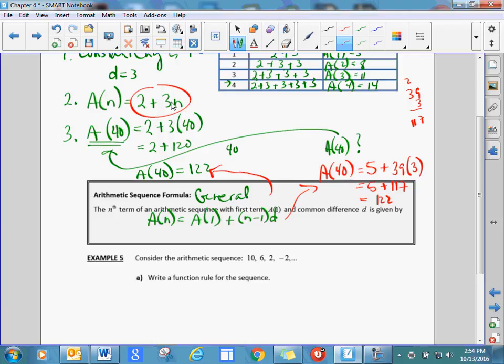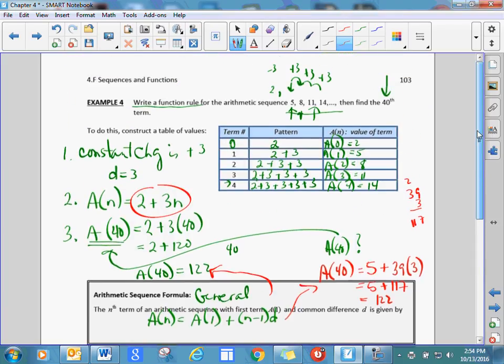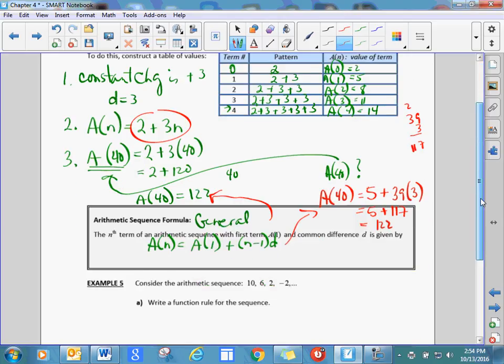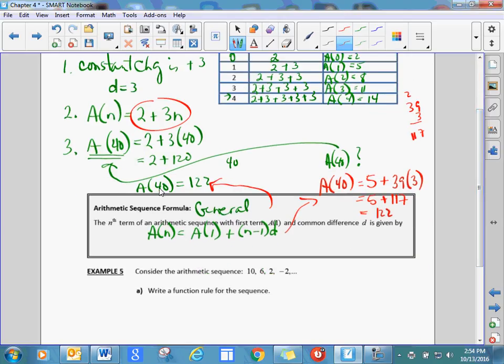We didn't even have to come up with the pattern. All we had to do was identify the value of the first term and know where we wanted to go, to the 40th term. I told you that this is written in two ways. You see it in math books different ways.